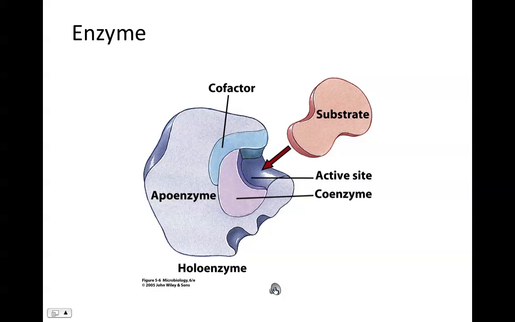In addition to the active site, where substrate would lock into place on an enzyme, we have two additional participants that might be included in the overall structure of an enzyme. One is called a cofactor, another is called a coenzyme. Cofactors are derived from minerals, things like zinc or magnesium. Coenzymes are derived from vitamins.